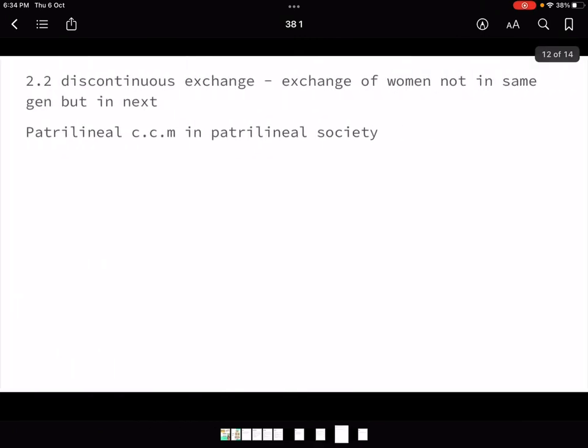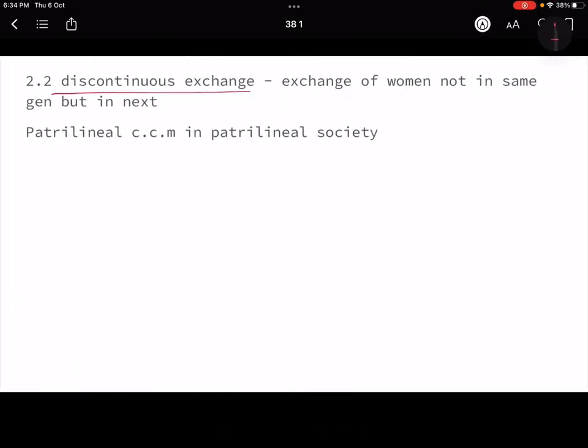This is continuous exchange. Then comes the discontinuous exchange. इसमें क्या होता है? Exchange of women not in the same direction. So it changes. ठीक है? तो इसकी example है patrilineal cross cousin marriage in matrilineal society.